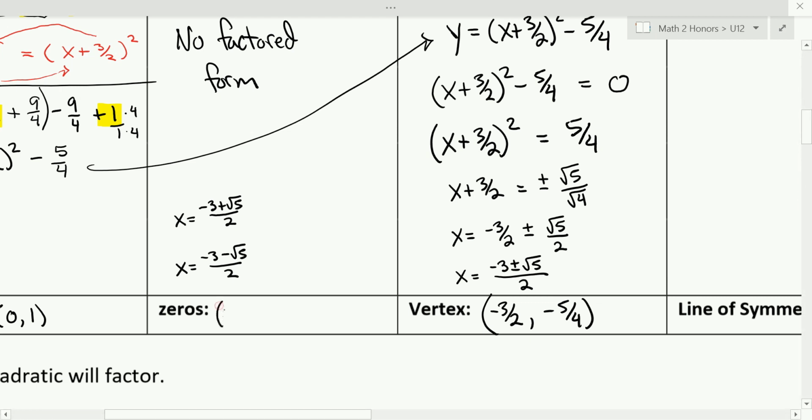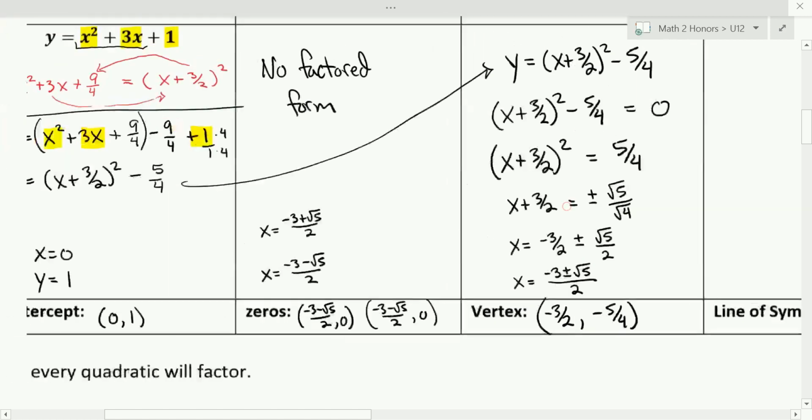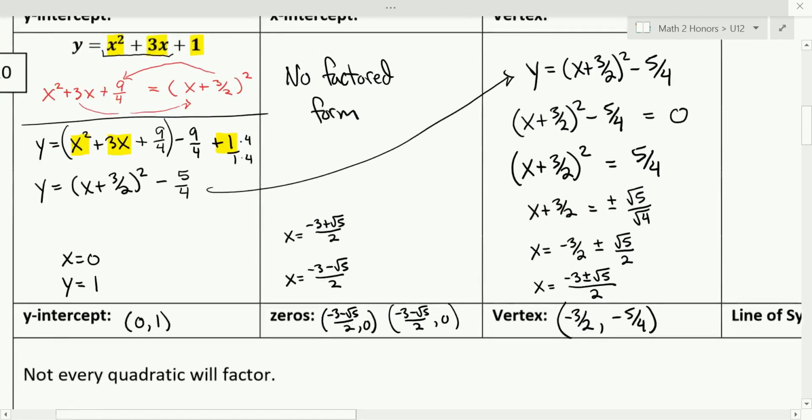So one of the zeros is going to be negative 3 minus root 5 over 2, 0. And the other one's going to be negative 3 minus root 5 over 2, 0. What's that? Oh, I meant plus. Thank you.